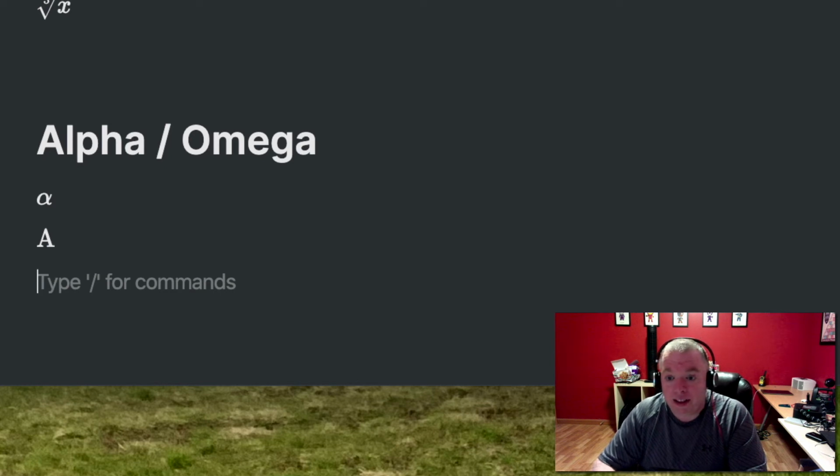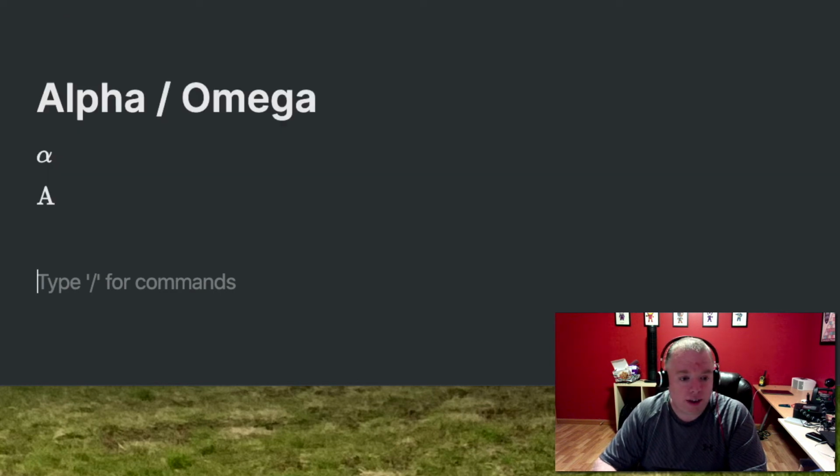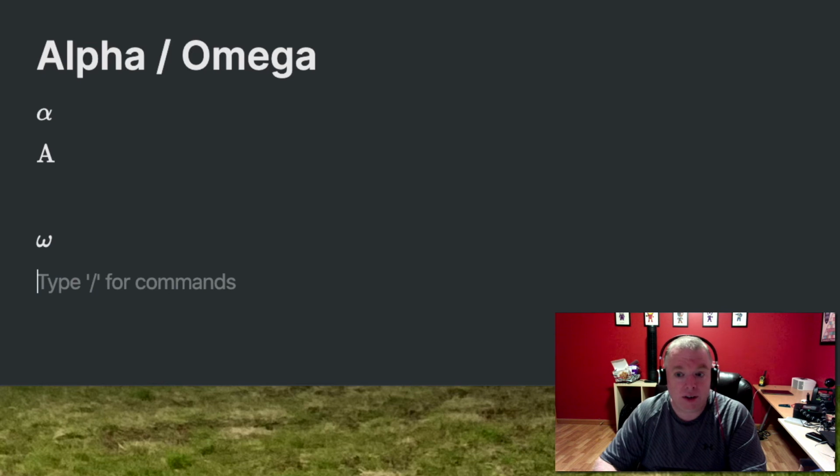And let's say I wanted to do omega. I can just come down here, same thing, dollar sign slash omega, dollar sign, and there's omega. So there's a wide variety of symbols that you can represent here. And I'll put the link to the supported functions, symbols and operators in the KaTeX library that Notion supports.